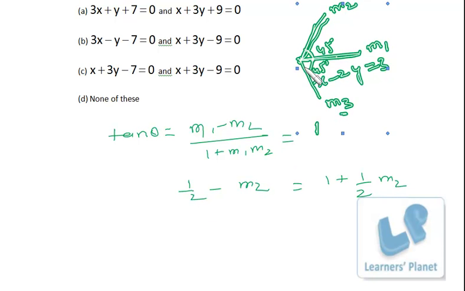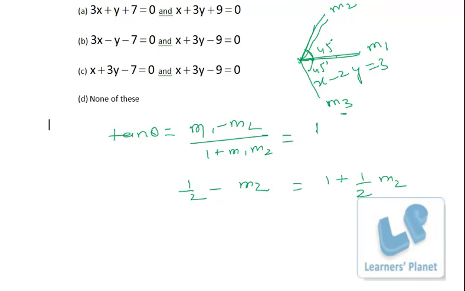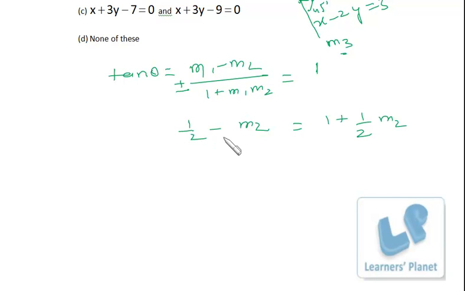Since we are having two lines, we'll get the lines by putting the sign as plus-minus. Initially I choose the plus sign, so I get 1/2 - m2 = 1 + (1/2)m2. So 1/2 - 1 = 1/2 m2 + m2, that is 3/2 m2. Now 1/2 - 1 is -1/2, so m2 is equal to -1/3.